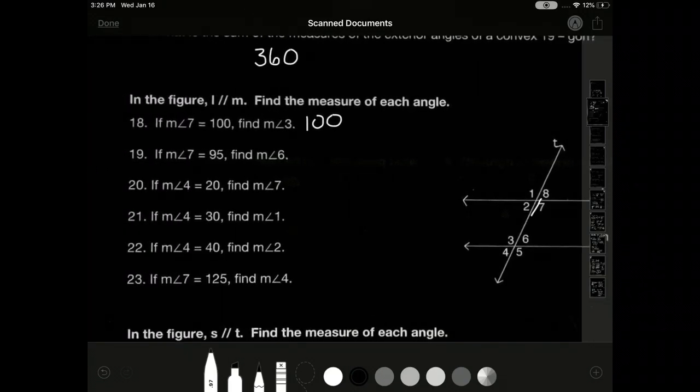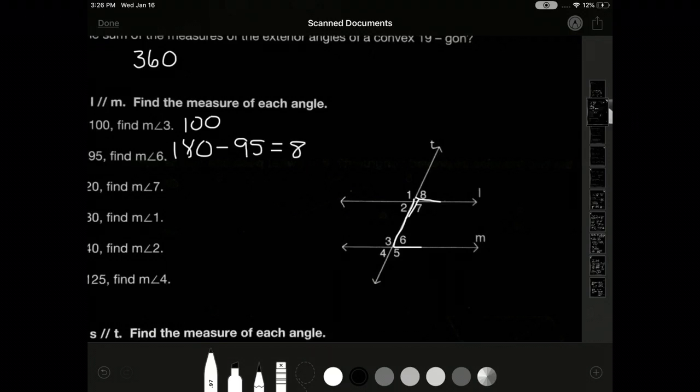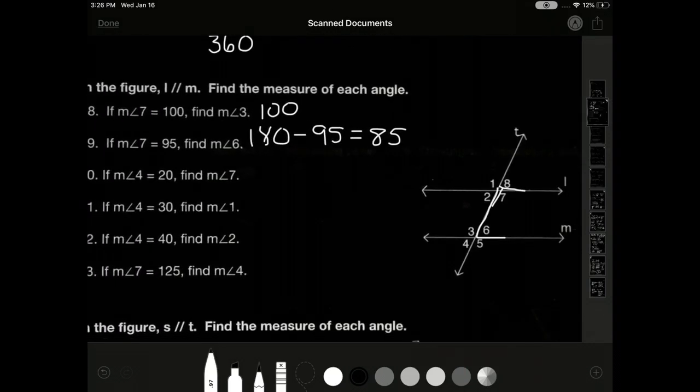In 19, 7 is 95, and we want to find 6. Well, again, there's 7, there's 6, they're same side interior, which means they are supplementary. So 180 minus 95 equals 85. So angle 6 is 85 degrees. I'll erase those again.